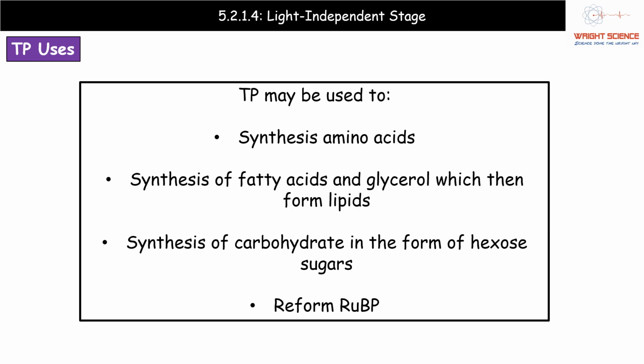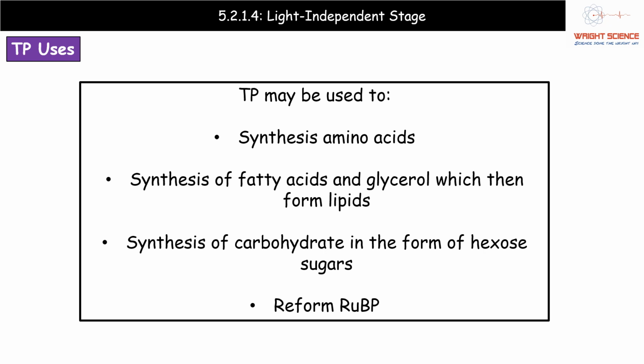The last thing we really need to know then is the second spec statement we're looking at. What do we use this triose phosphate for, or the TP? Now, triose phosphate itself is used to synthesize a whole range of different organic compounds. So we will use the triose phosphate to synthesize amino acids, we'll use it to synthesize fatty acids and glycerol, and those will then obviously go on to combine to form our lipids, back to our biomolecules work. We will also be able to use our TP to synthesize carbohydrate in the form of these hexose sugars, like glucose. And we will also use TP to reform our ribulose bisphosphate, the RuBP.